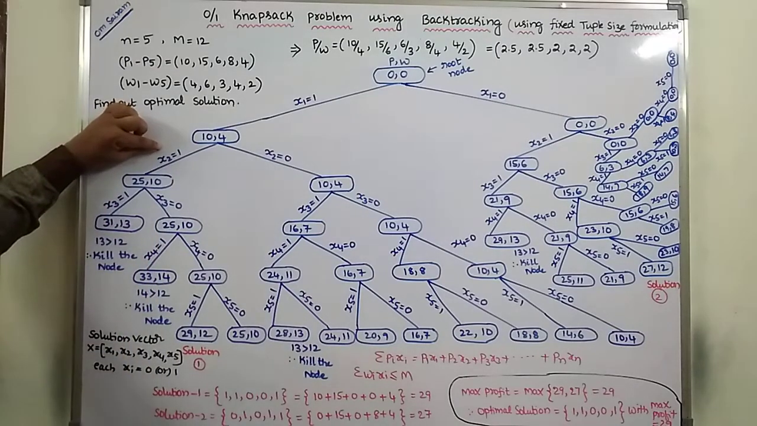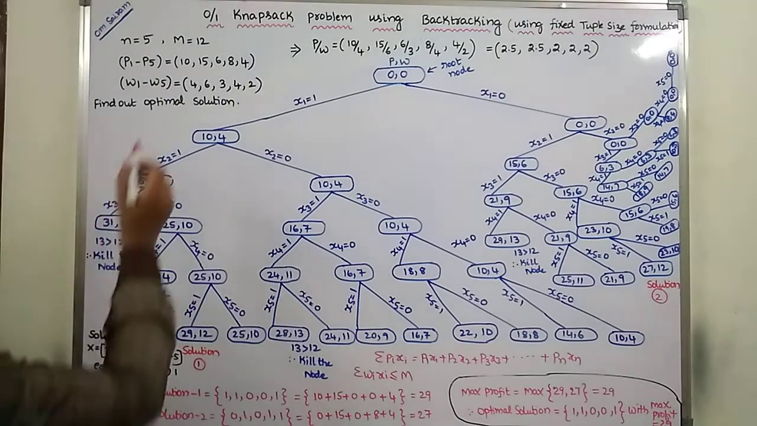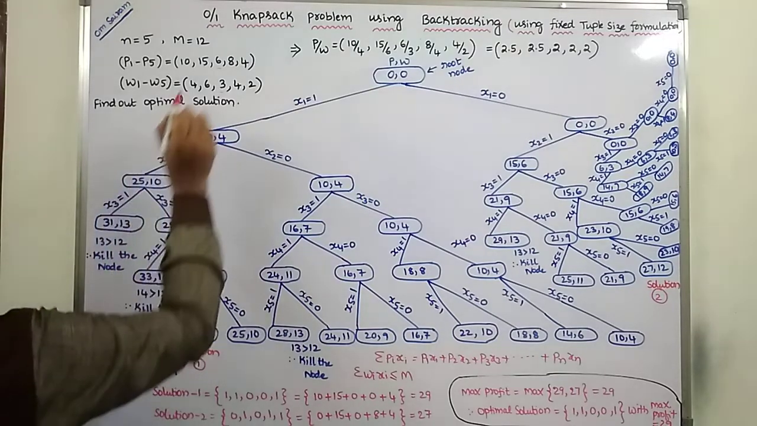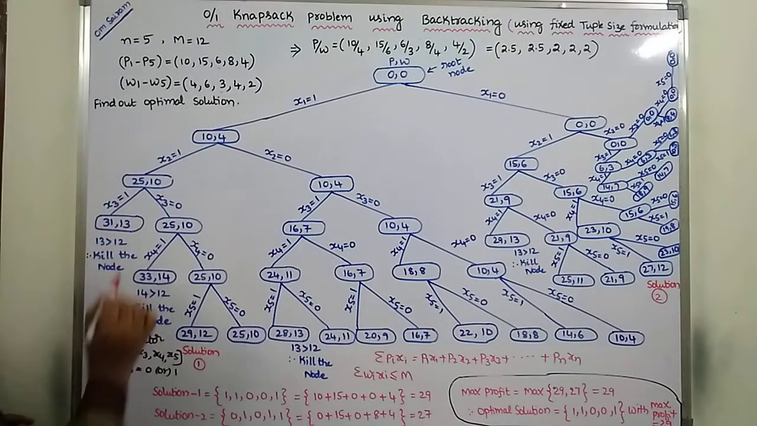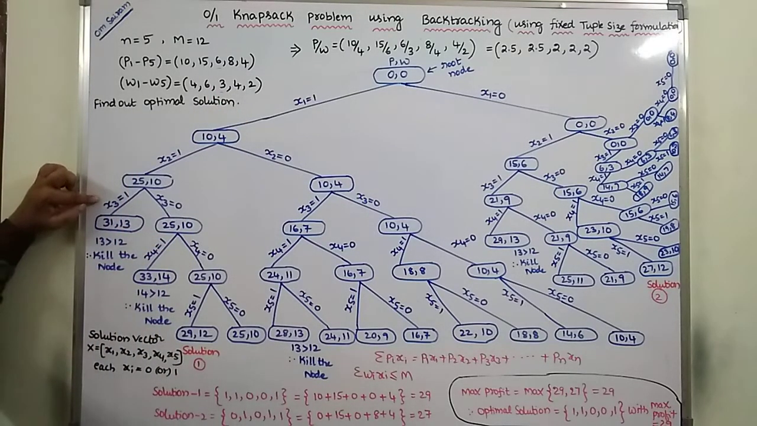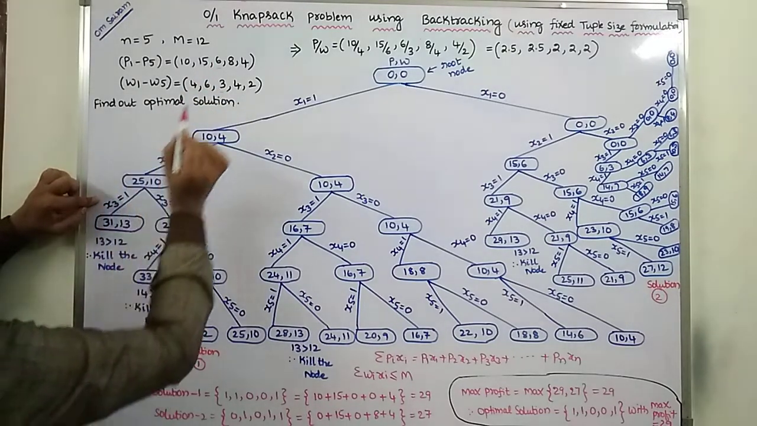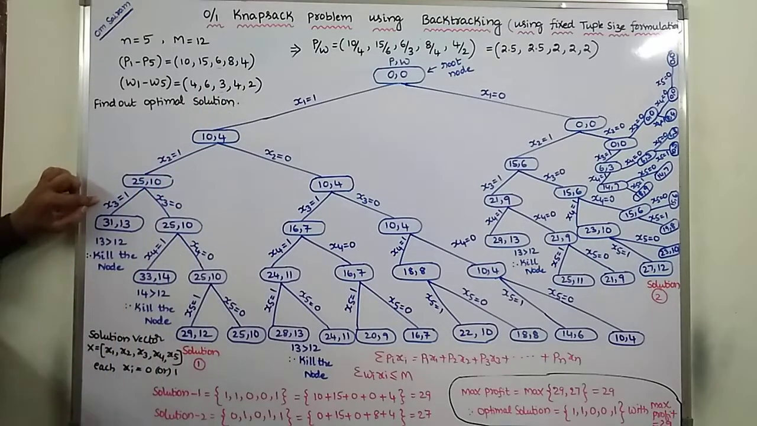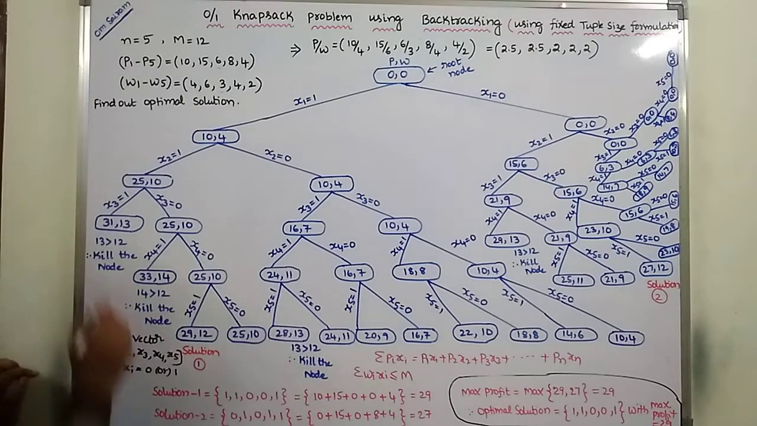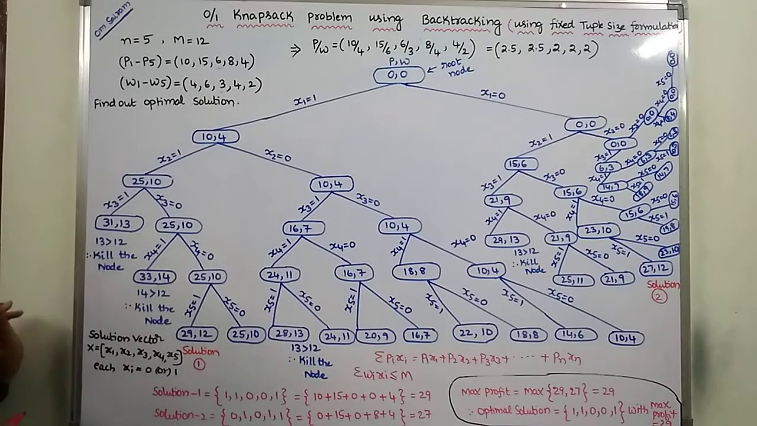This is the second object. Now we go for the third object that we have to consider. The third object's profit value is 6 and weight value is 3. So 25 plus 6 is equal to 31, and 10 plus 3 is equal to 13. After considering the third object, we add the third object's profit to this one and the third object's weight to this one. Then we get 31 comma 13. Okay, 31 is the profit value and 13 is the weight value.